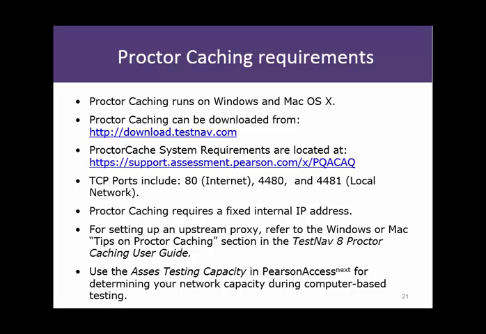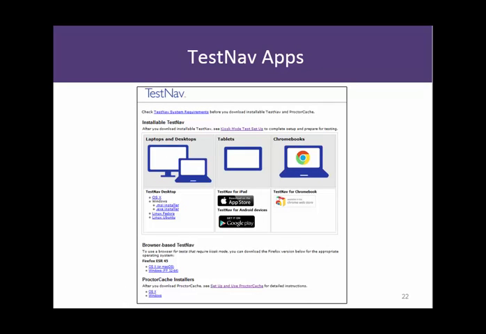And then just a few bits of information you'll need after you install: the TCP ports that you will need to use. You will need a fixed internal IP address when you're configuring TestNav for Proctor Caching. There is a TestNav 8 Proctor Caching user guide available that we definitely encourage you to use. And then there are some assessing testing capacity tools that we can use to determine network capacity for computer-based testing. Again, it is a tool. It is not an end-all be-all for your testing network capacity.